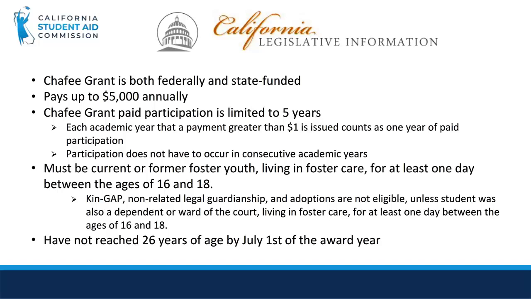Another requirement is that the student must be a current or former foster youth living in foster care for at least 1 day between the ages of 16 and 18. They also must be younger than 26 years of age by July 1st of the award year. The previous age limit was 23 years old, however, Assembly Bill 1811 expanded this eligibility.